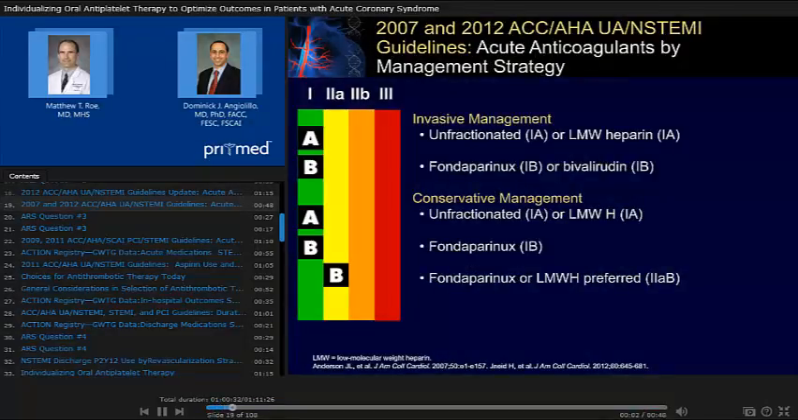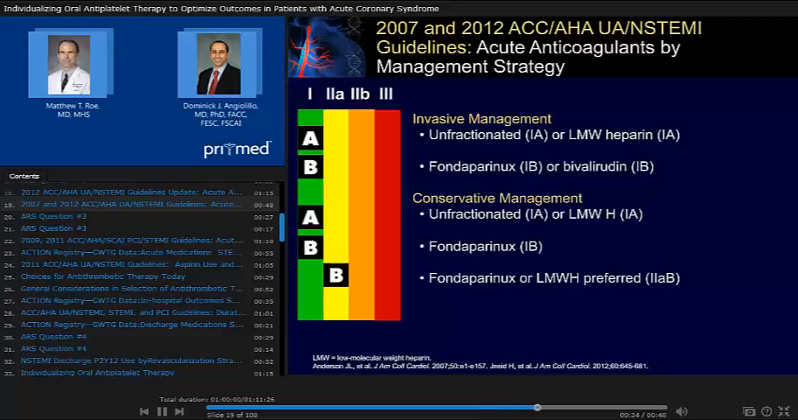Now, I'll just briefly mention anticoagulants. I know you had a session on that beforehand, but these are part of the treatment strategy along with antiplatelet therapy. So for patients managed invasively, unfractionated heparin or low molecular weight heparin are given a 1A recommendation. Fondaparinux or bivalirudin are given a 1B recommendation. Typically what we see is bivalirudin is used in some patients, but only in the cath lab and not in the upstream setting. And in the United States, the majority of patients will get unfractionated heparin.